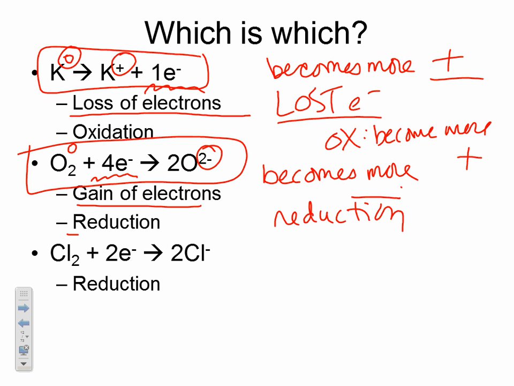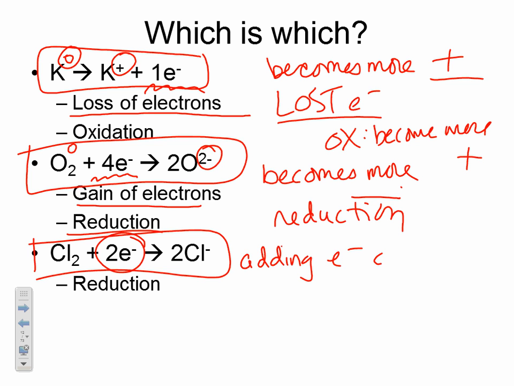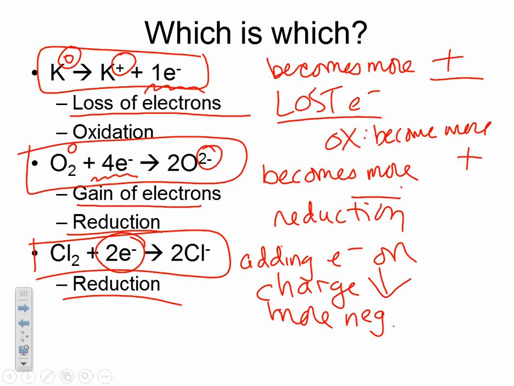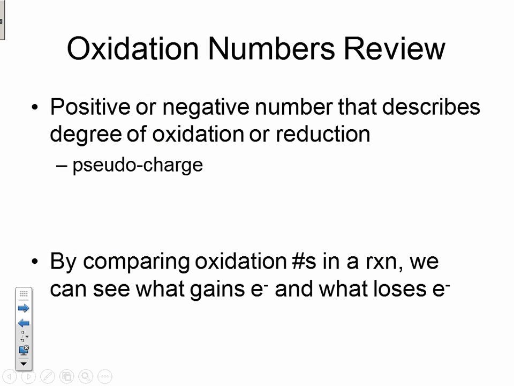Charge goes down. And then the last one, notice again, we have the 2 electrons on the reactant side. We are adding electrons on. Charge decreases. We're becoming more negative. Hence, reduction.